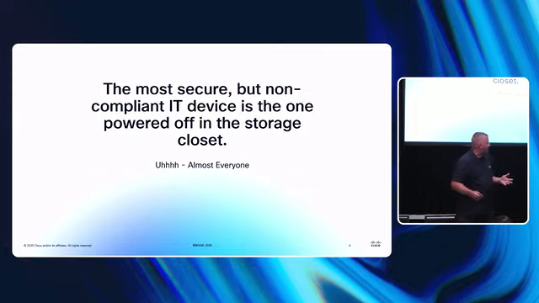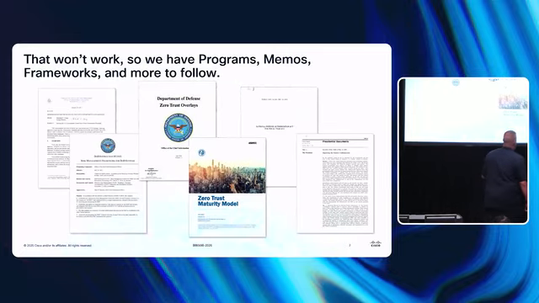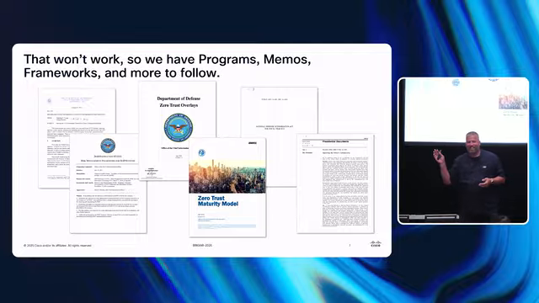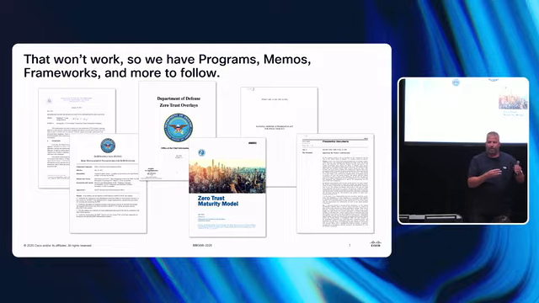Everybody knows that, right? But the reality is that we have all these programs, memos, mandates, requirements, et cetera, that we have to follow. I've read most of them, unfortunately, from front to back, trying to figure out what are the things that we need to be able to do to report on compliance? What are the attributes that we need to grab, et cetera?